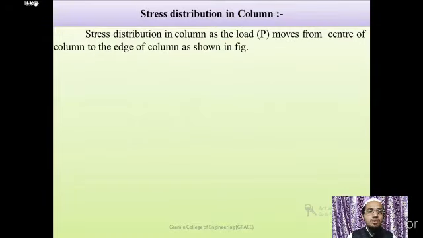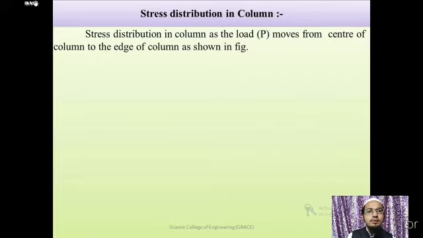So let's start our discussion. Stress distribution in a column depends on the external loading on the column. As the load P on the column moves from the center of the column to the edge, as shown in the figures, the stress distribution will vary, based on the axial condition and eccentric condition of the loading. The stress distribution at the base of the column will change likewise.